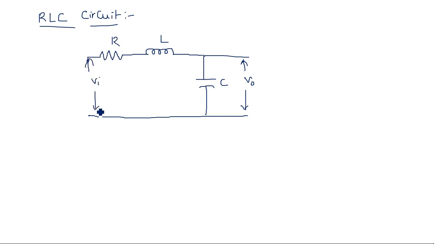Here is the place where we are applying the input voltage. Let us consider they are varying with respect to time, and it is Vi of t, Vo of t. Now this particular RLC circuit has applications like a ringing circuit or to calculate the resonant frequency of the circuit. Resistance, inductance and then capacitance.